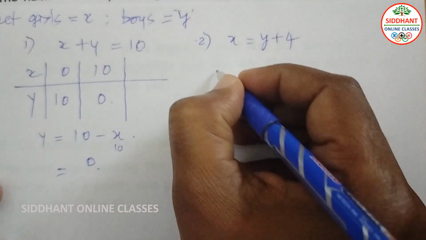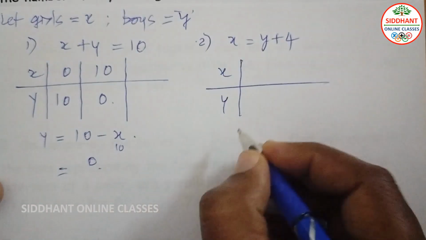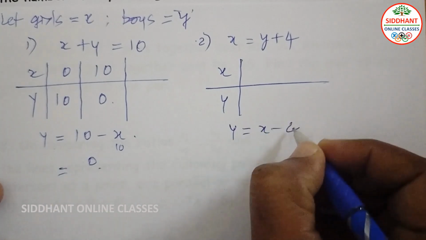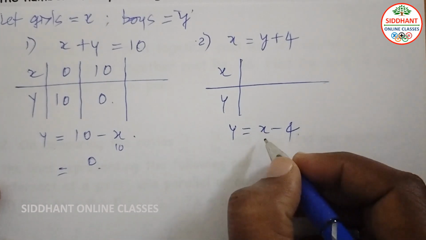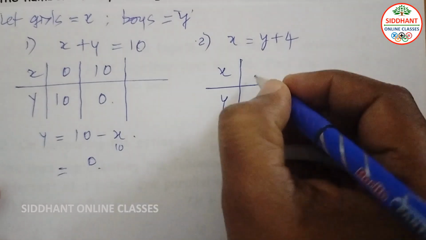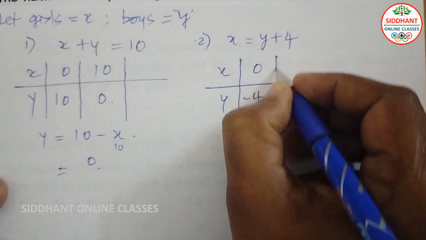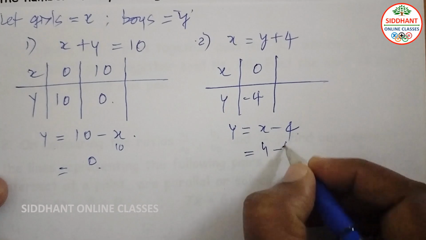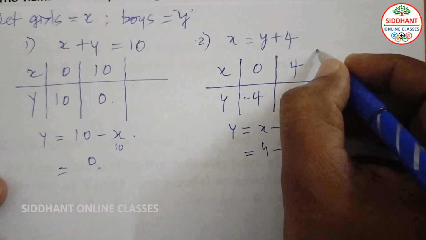In the second equation, in the same way, Y equal to X minus 4. If you keep 0 in X place, you will get Y equal to minus 4. If you keep 4 in X place, then you will get Y equal to 0. So here 4, then 0.